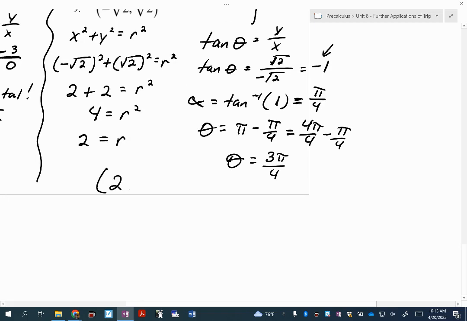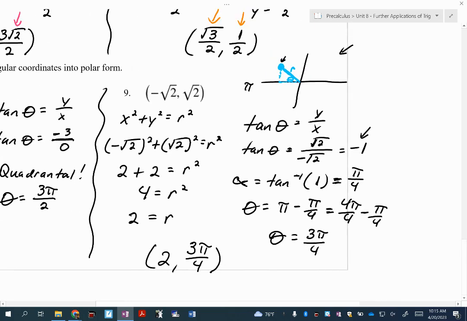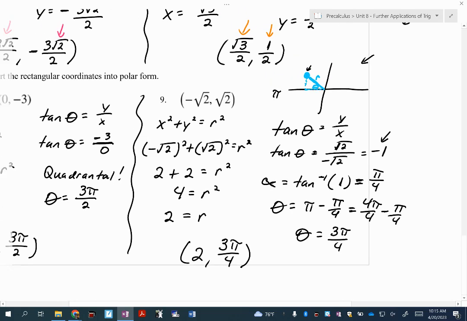All right, so here is my ordered pair with (r, theta). All right, and that's it, guys. So this is what you'll be expected to do on the test.